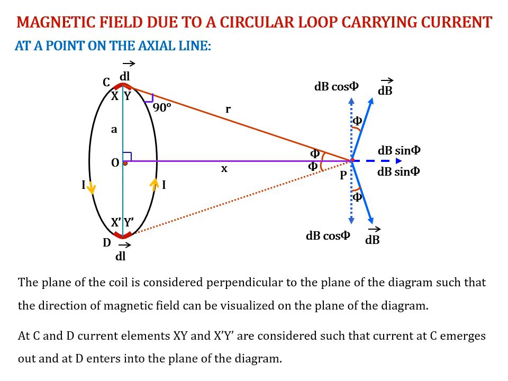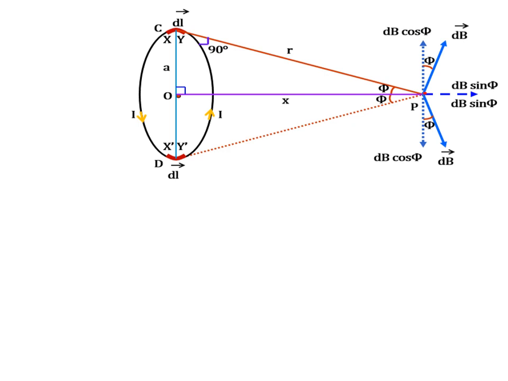Now, the two elements at C and D are opposite to each other. We can see from the figure, since theta, the angle between r and dl, is 90, therefore from Biot-Savart law, we know dB is mu naught upon 4 pi I dl sin theta upon r square. If we take theta as 90, sin 90 will be 1. Hence, dB will be mu naught upon 4 pi I dl upon r square.